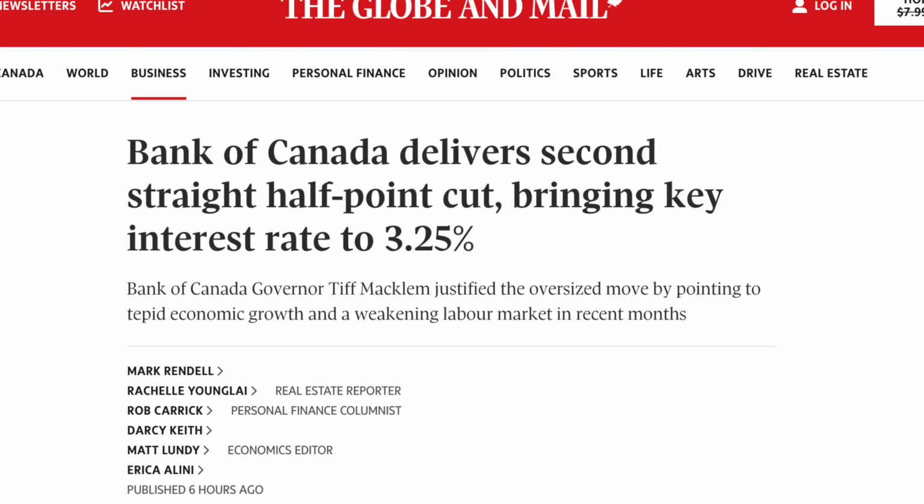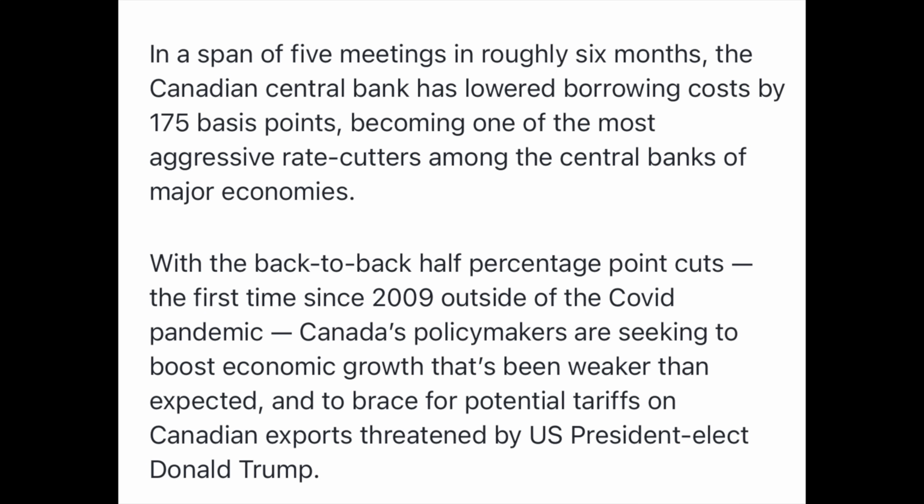In fact, in a span of 5 meetings in roughly 6 months, the central bank has lowered borrowing costs by 175 basis points, becoming one of the most aggressive rate cutters amongst the central banks in major economies. With the back-to-back half-point cuts, so 2 in a row, the first time since 2009 outside the COVID pandemic, Canada's policymakers are seeking to boost economic growth that's been weaker than expected and brace for potential tariffs on Canadian exports threatened by Donald Trump.